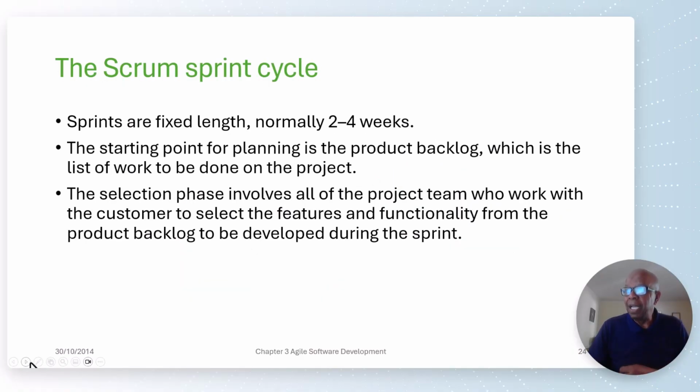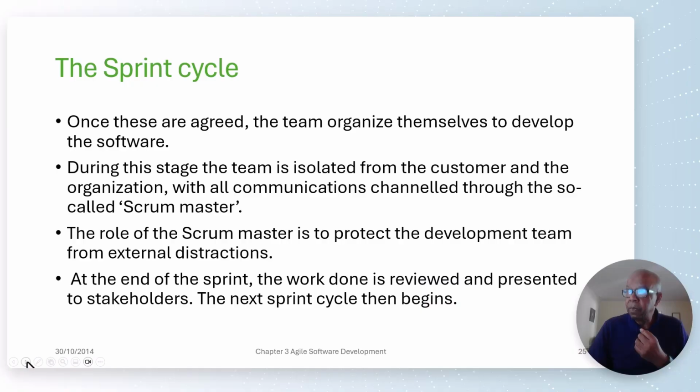Kind of a reiteration, sprints, as far as 2 to 4. Starting point is planning. Selection phase involves the project team who works with the customer. Sprint cycle. Okay, we talk about the role of the Scrum Master. Is to protect the development team. The Scrum Master basically gets rid of all roadblocks to the development team, to the Scrum team.